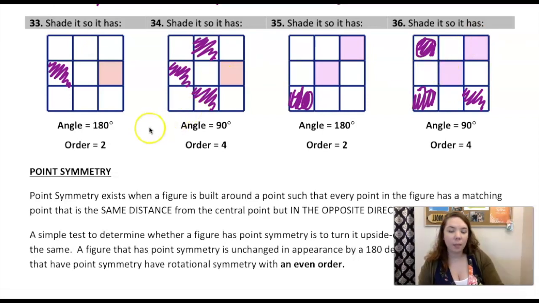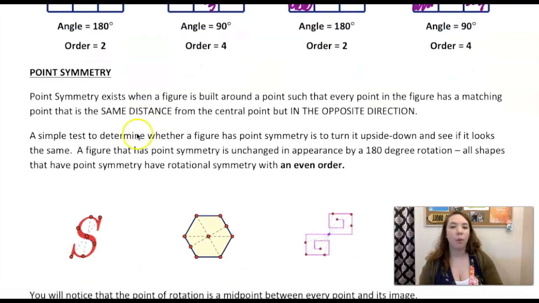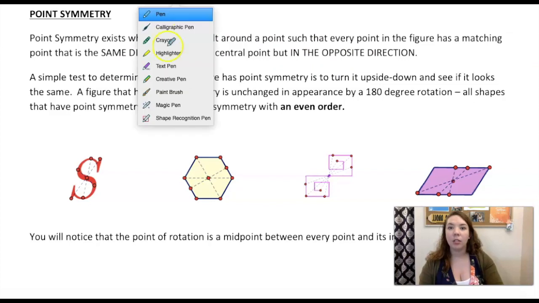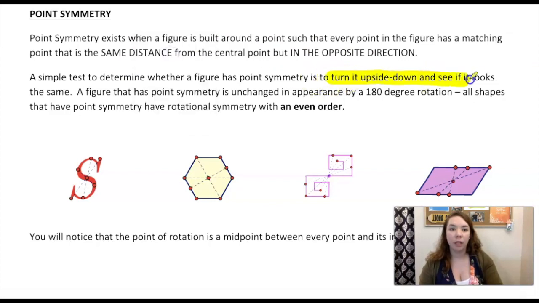All right, and then the last type of symmetry we're going to talk about is point symmetry. So point symmetry exists when a figure is built around a point such that every point in the figure has a matching point that is the same distance from the central point, but in the opposite direction. A simple test to determine whether a figure has point symmetry is to turn it upside down and see if it looks the same. So if you rotate it 180 degrees, does it look the same? A figure that has point symmetry is unchanged by 180 degree rotation.